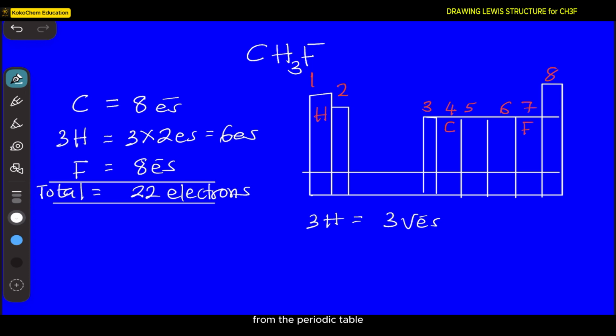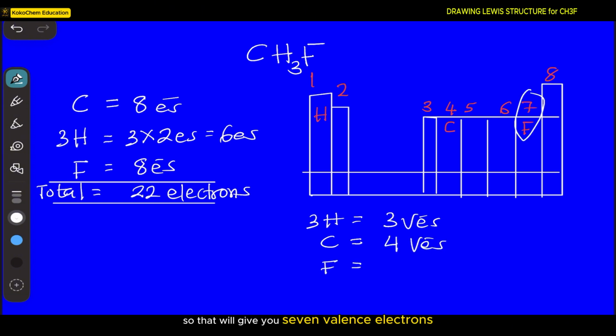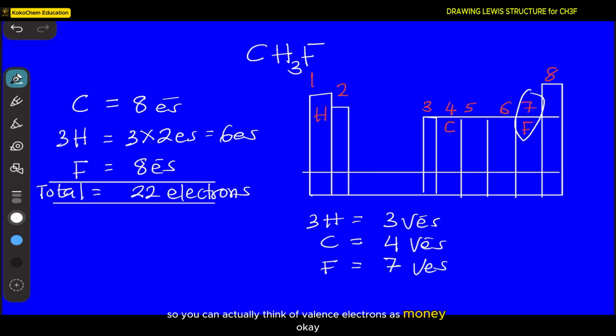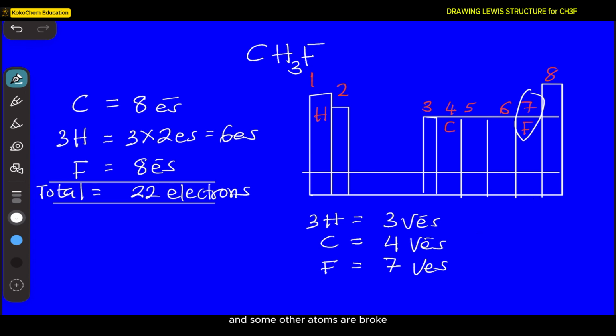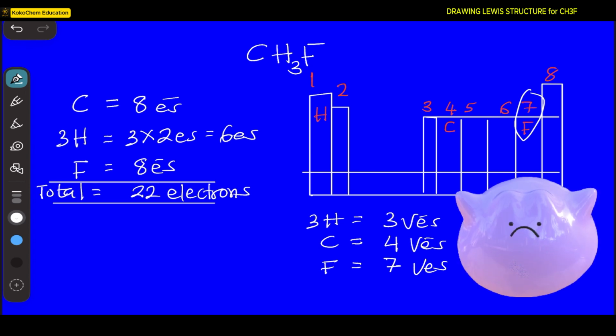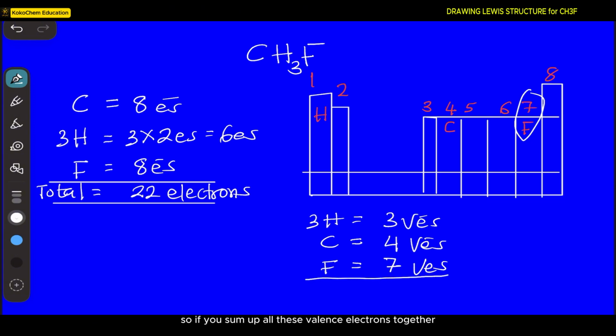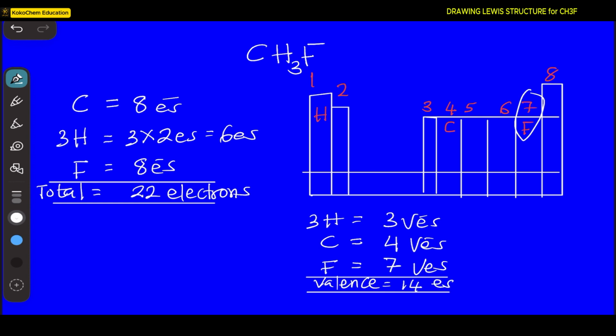From the periodic table, carbon is in group 4. So carbon will have 4 valence electrons. Fluorine is in group 7. So that will give you 7 valence electrons. You can actually think of valence electrons as money, like currency. Some atoms are rich, they have so many electrons, right? And some other atoms are broke, they don't have as many electrons. If you sum up all these valence electrons together, you get 14 electrons.